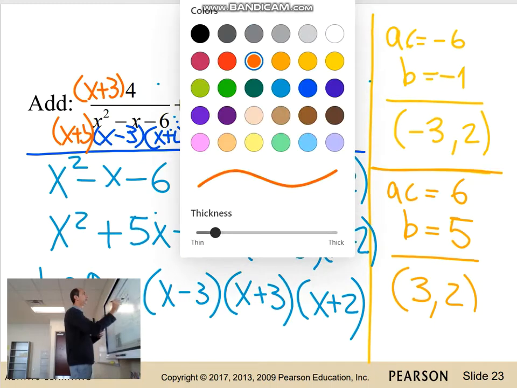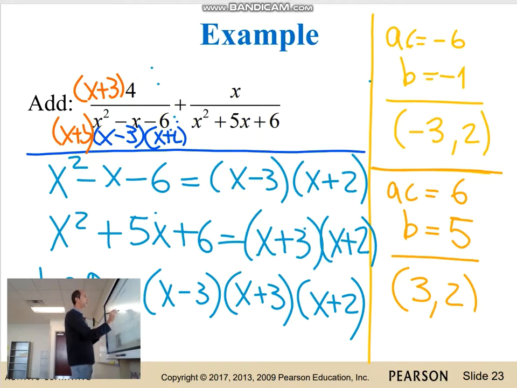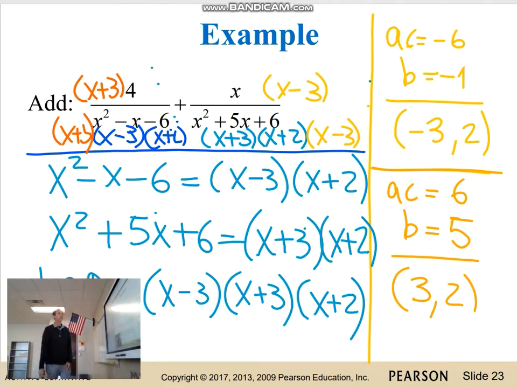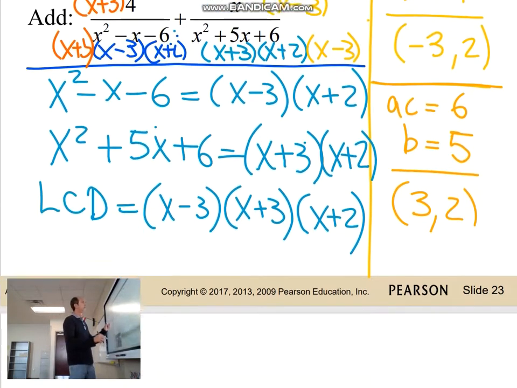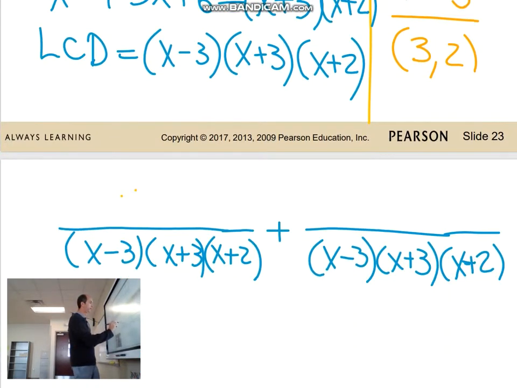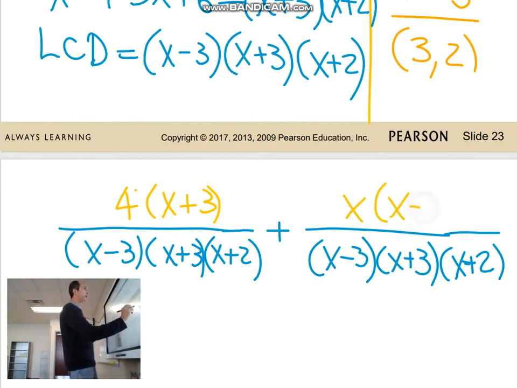The other rational expression that we have here has denominator x plus 3 times x plus 2. What's missing here is x minus 3. So we need to multiply the numerator and the denominator by x minus 3. Okay? So here we have 4 times x plus 3 and x times x minus 3.